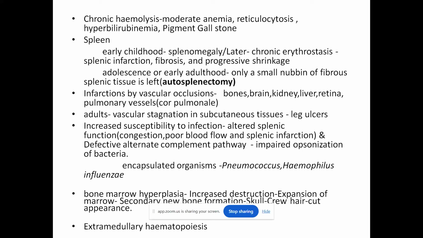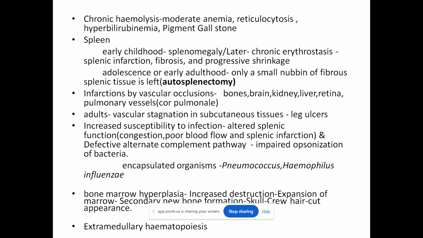It is called an autosplenectomy. Autosplenectomy is also seen in sickle cell anemia. Due to the occlusions, infections can occur in all the organs like bone, brain, kidney, liver, retina. When there is stagnation in the vasculature in the subcutaneous tissue, it can produce leg ulcers. And since the spleen is not there, immune functions will be affected. So these patients are more prone to encapsulated organism infections, like pneumococcus and Haemophilus influenzae infections, which are more frequent in these patients.